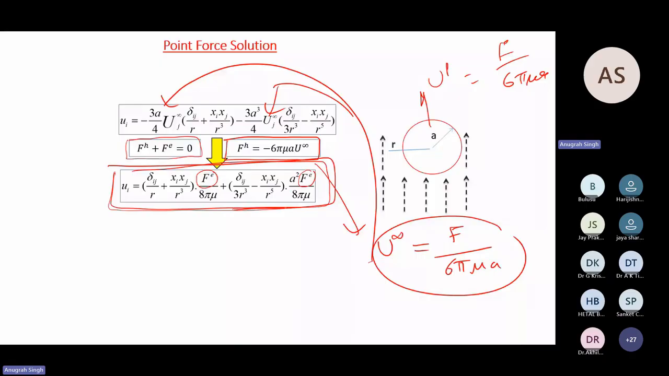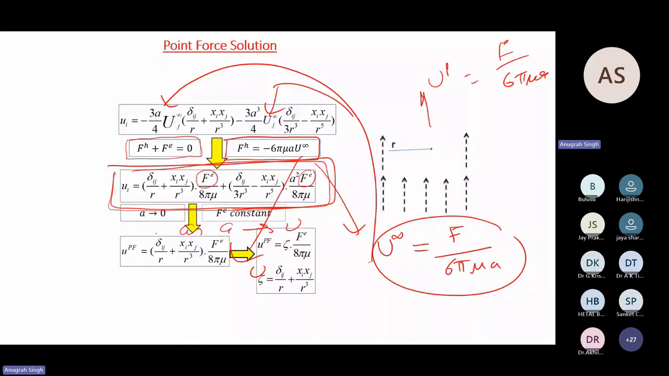So as A goes to 0, this whole term goes to 0. Okay, right? So as you shrink it, the whole term goes to 0. Now your velocity disturbance field is this, due to a point force. That means in a fluid field, if I just apply some force disturbance here, F_e, the velocity field at some distance x will be this, right?